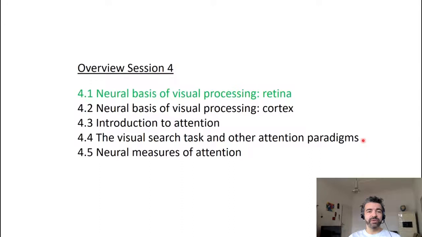First, I will give you an overview of the neural basis of visual processing on the retina level, then on the cortical level, and then we will be talking about attention. I will talk about a few paradigms such as the visual search task and also some theories and models that are relevant in visual attention research, and then eventually we will talk about neural measures of attention.